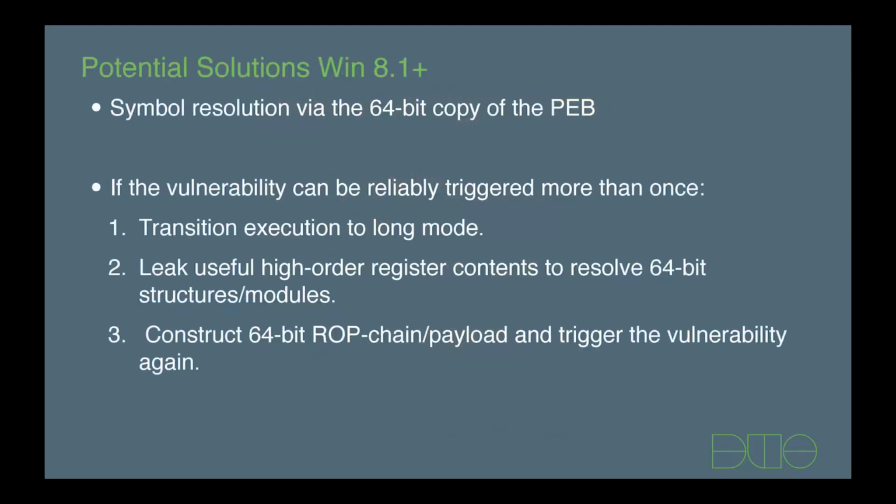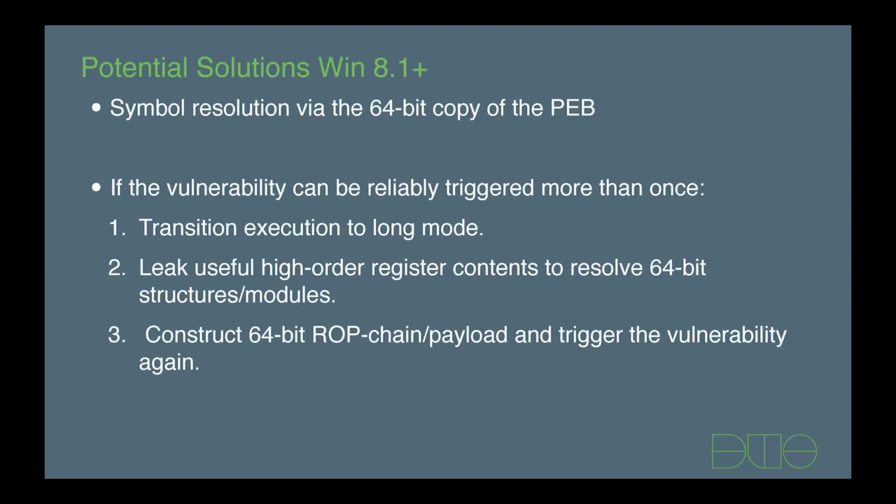Okay, so I didn't do this on Win 8, but we have a couple potential solutions. Those of you who are familiar with Windows shellcode development, you could do it like a more traditional payload where you do symbol resolution via the 64-bit copy of the PEB. You might have to do this in pure ROP. This is really vulnerability specific, how you do this. So it really depends on the context you have in the vulnerability you're exploiting.